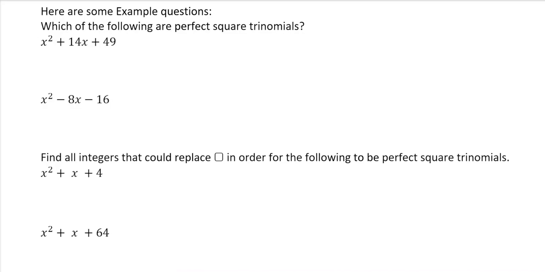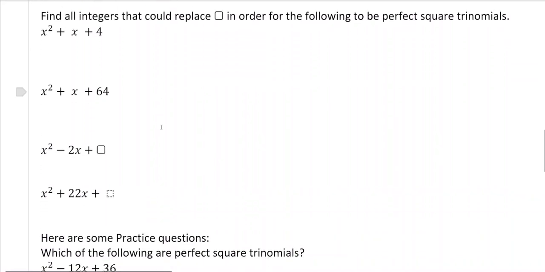Okay, let's continue on. Here are some example questions. Which of the following are perfect square trinomials? Well, what you can do is check by dividing this by 2 and then squaring it, and it gives 49. So this one is a perfect square. This one, you divide it, you square it, and it gives you positive 16, not negative. So the negative here will never be a perfect square. If there's a negative for the last term, it will never be a perfect square trinomial. Okay, let's try these 4 examples, and then I would recommend after this pausing the video.